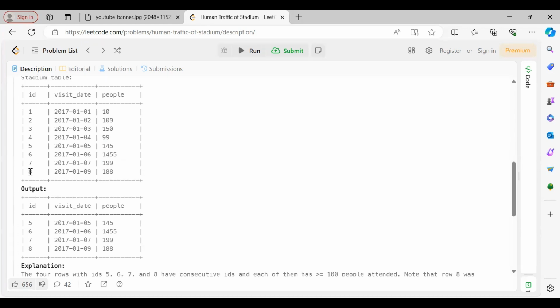Let's come to ID number 8. ID number 8 is also 188. So if you see, does this form a series of 3 consecutive IDs? Yes, it does: 6, 7, 8. So 5, 6, 7 is one combination, 6, 7, 8 is another combination in this particular series. So rightly so, the output that is expected is 5, 6, 7, 8. These are consecutive IDs for which the number of people who visited the stadium is more than 100.